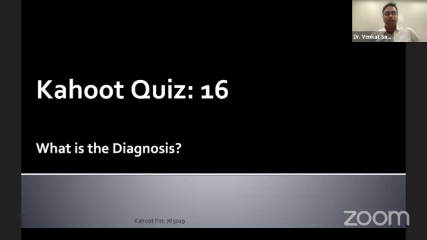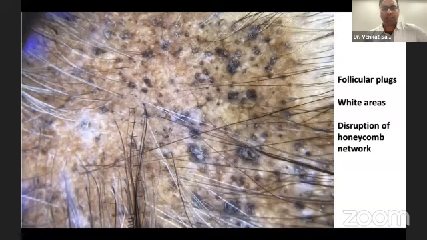Okay, question number 16, what is the diagnosis? I can't remember how many slides I have. I think we only got one slide here. Okay, I've also given you clues here. You've got follicular plugs, white areas, and disruption of the honeycomb network. So I didn't discuss the honeycomb network earlier.